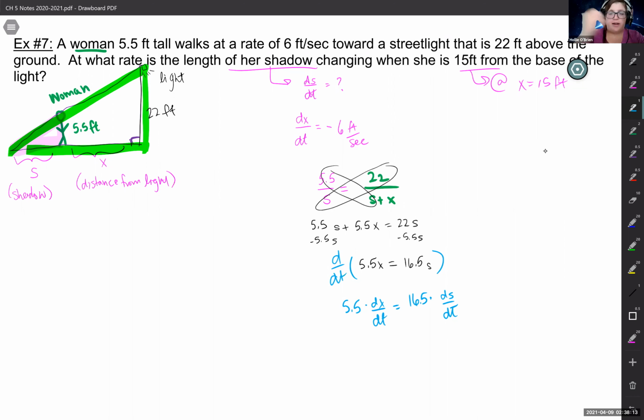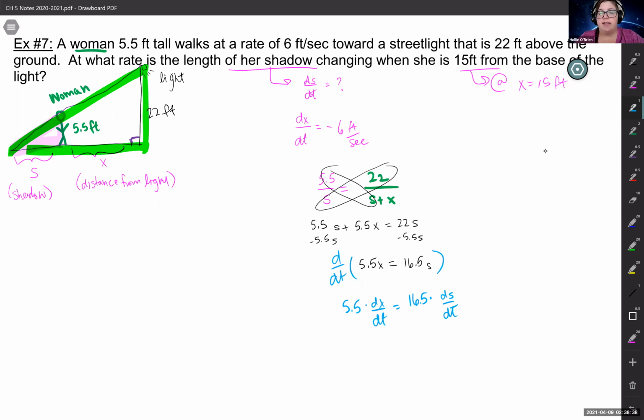Okay, same thing on the right side. Derivative of 16.5s. That's just going to be 16.5, but we've got to take into account how the length of the shadow is changing with respect to time. So tack on ds/dt. We are, quote unquote, tacking on these extra differentials when we're taking a derivative of a variable that's not the one we're taking with respect to. That's not the variable that's on the bottom.